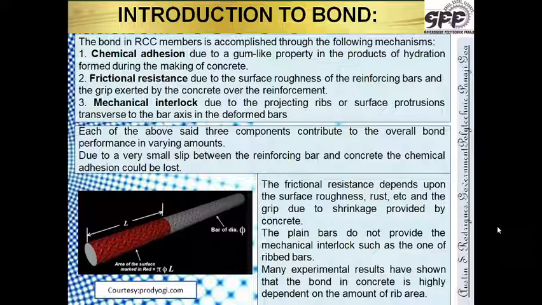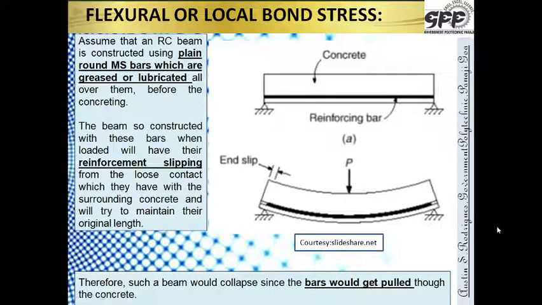Now the frictional resistance, as I said, depends upon the surface roughness and the grip provided by the concrete. The plain bars by themselves do not provide any mechanical interlock, but the ribbed bars provide this. Many experiments have shown that the bond in concrete is highly dependent on the amount of rib area. So it is much better that ribs are provided, as they can take care of the bond easily.